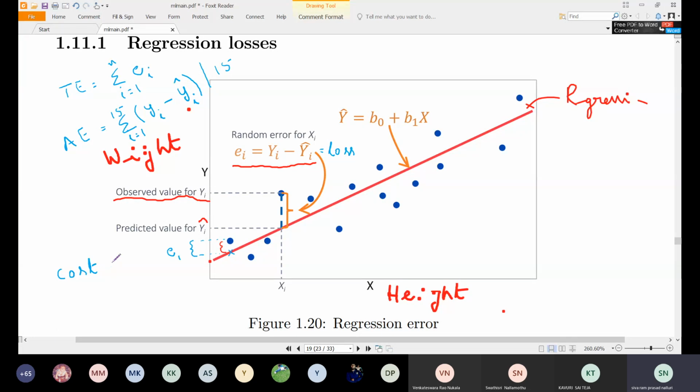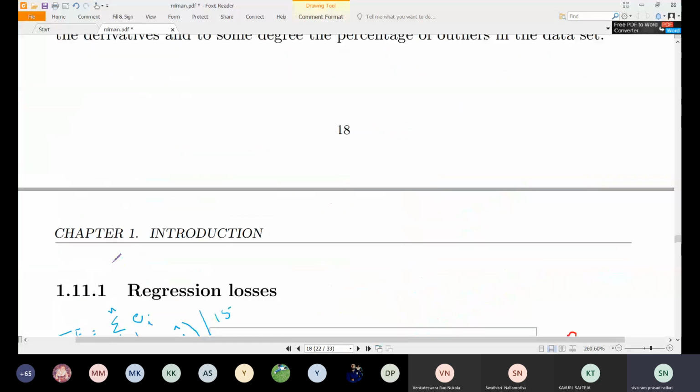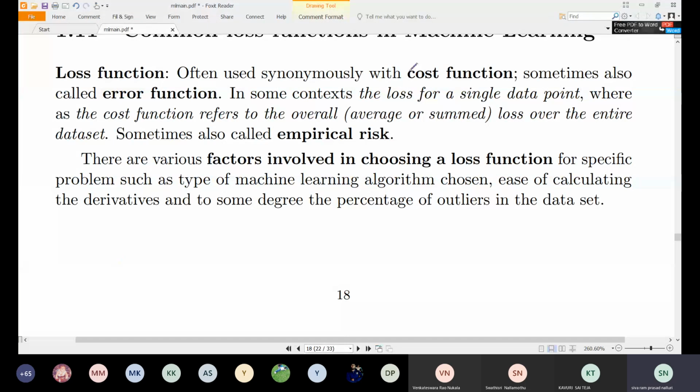So remember this difference, it is given in the theory as well. The term loss is used when you refer to the error for a single data point. Whereas if you calculate the average or total error for all the data points, it is called cost function. So I hope you understood the difference between loss function and cost function. Sometimes this loss is also known as empirical risk. Another name for the loss is empirical risk.